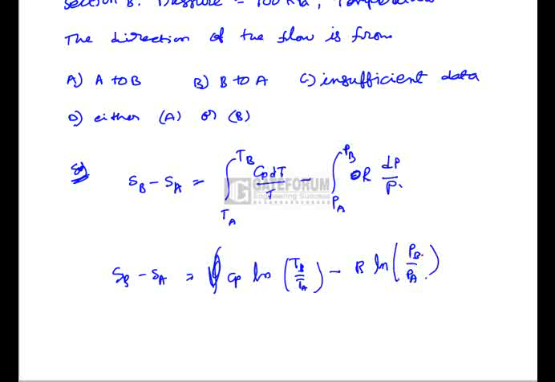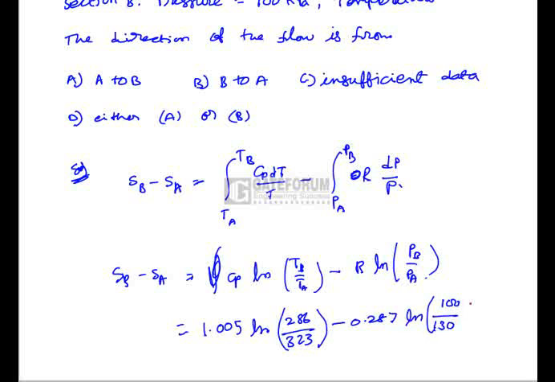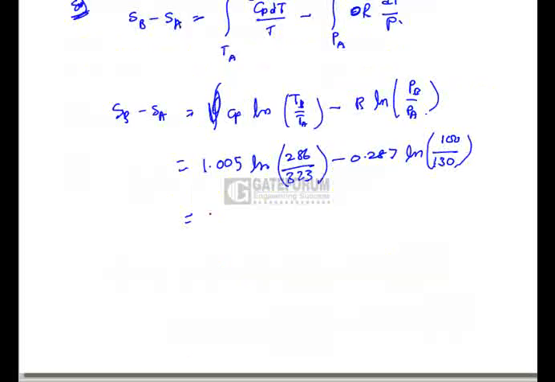So the given fluid is air. For air, Cp is equal to 1.005 kilojoule per kg Kelvin, TB is equal to 286 Kelvin, and TA is 50 degrees centigrade, that means 323 Kelvin, minus 0.287 into ln(100 by 130). That is, the pressure at section B is equal to 100 kilopascal and pressure at section A is equal to 130 kilopascal. It gives a value of minus 0.047 kilojoule per kg Kelvin. So this is the change in entropy of the system from A to B.